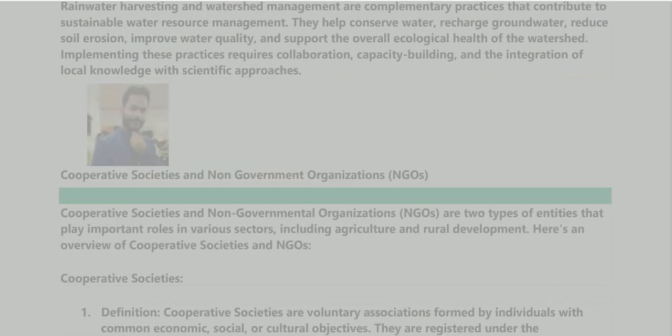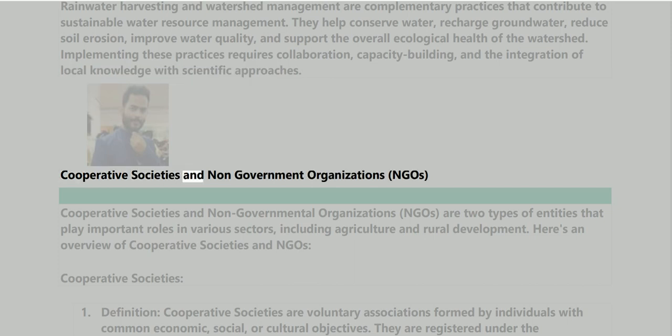Rainwater harvesting and watershed management are complementary practices that contribute to sustainable water resource management. They help conserve water, recharge groundwater, reduce soil erosion, improve water quality, and support the overall ecological health of the watershed. Implementing these practices requires collaboration, capacity building, and the integration of local knowledge with scientific approaches.